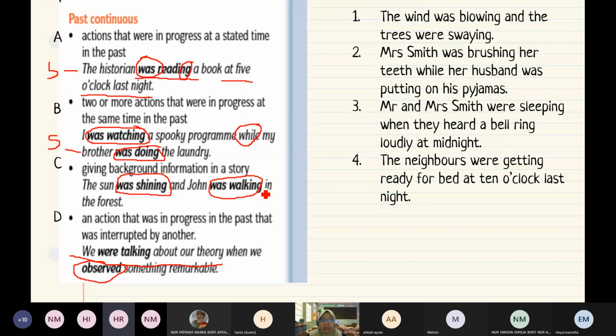Okay, look at sentence 1, 2, 3, and 4. Okay, please match with A, B, C, and D as well. Read the sentence before I call anyone from here.